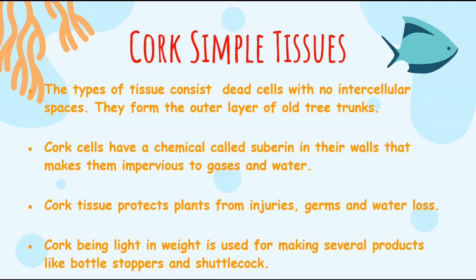water. So a quick question now. What is that waxy proof substance present on the desert plants such as cactus? I've said it right before. Yep, it's cutin. So let's continue with this cork simple tissues. I was just testing you a little bit. Cork tissues protect plants from injuries, germs, and water loss. Cork, being light in weight, is used for making several products like bottle stoppers and shuttlecock. So these were the important points of the cork simple tissue.